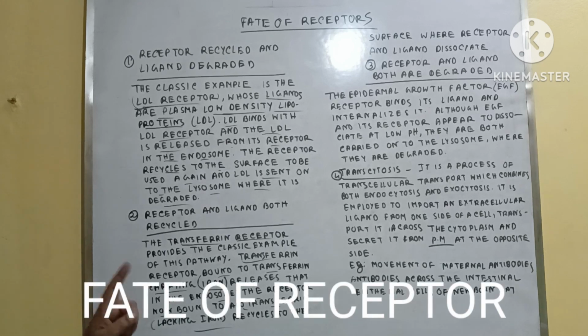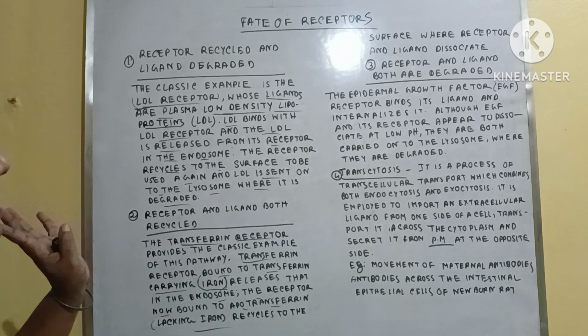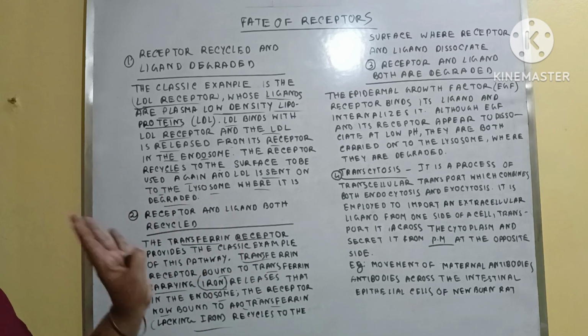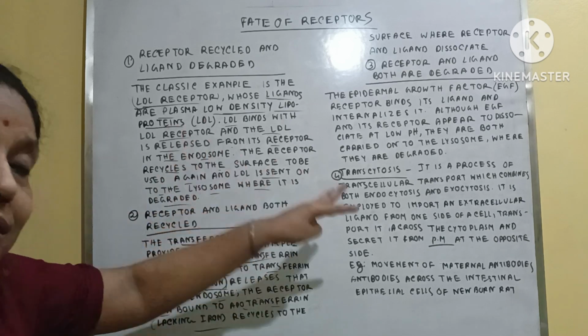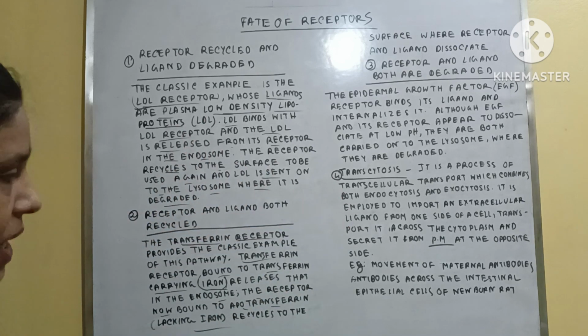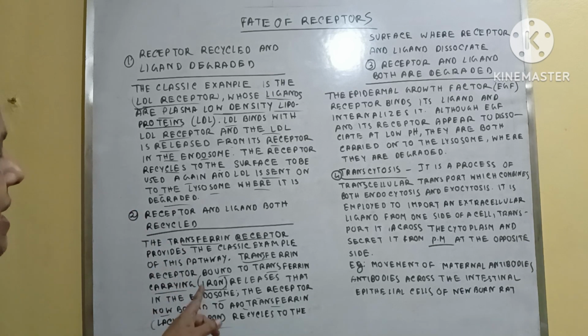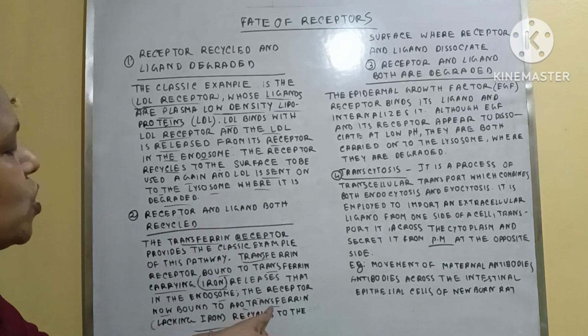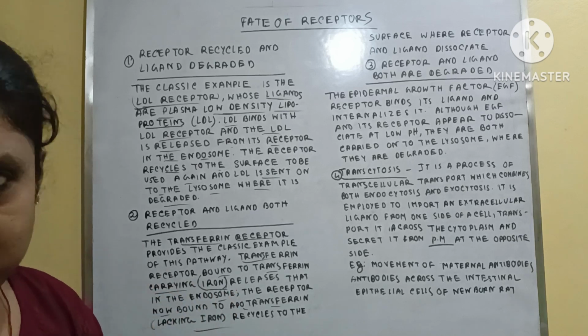I thought that iron is the ligand, but here the iron is not the ligand. Clear? Iron is not the ligand. Iron is the molecule that is bound to the transferrin, which is already bound with the receptor. Clear? So here what is happening is that iron is released within the endosome, and the transferrin receptor is bound to the apotransferrin where the iron is absent.